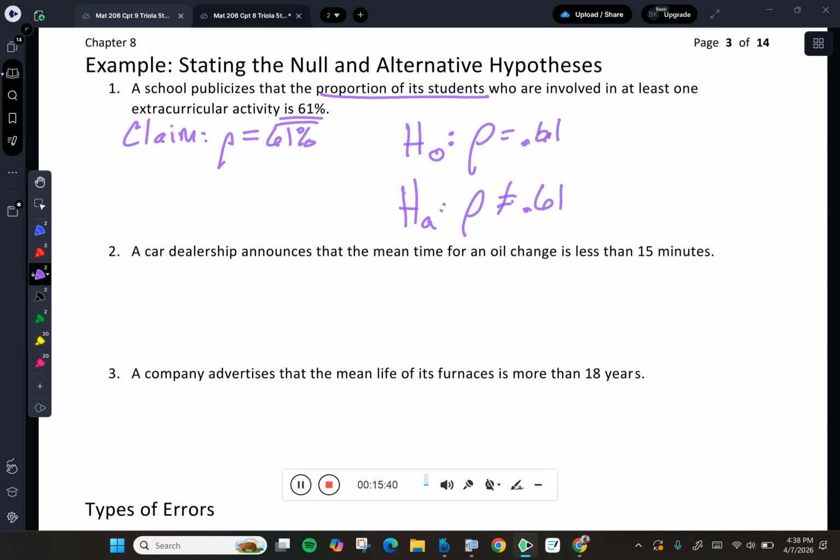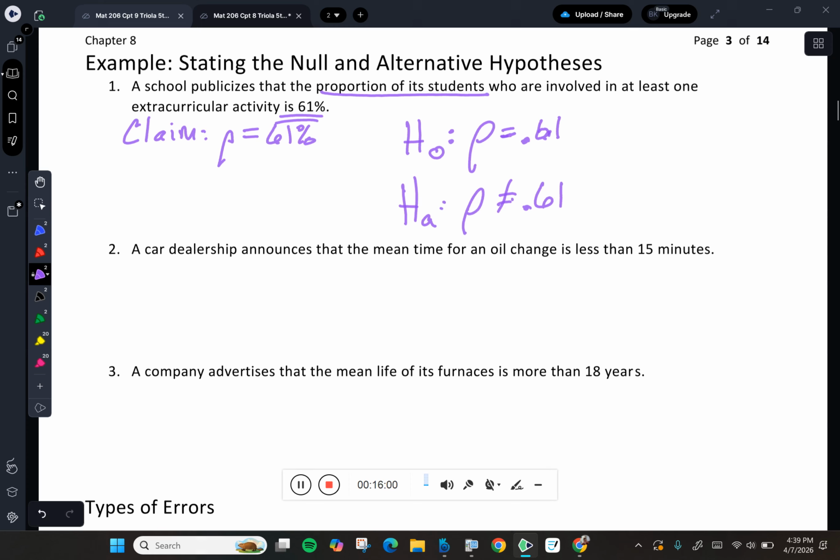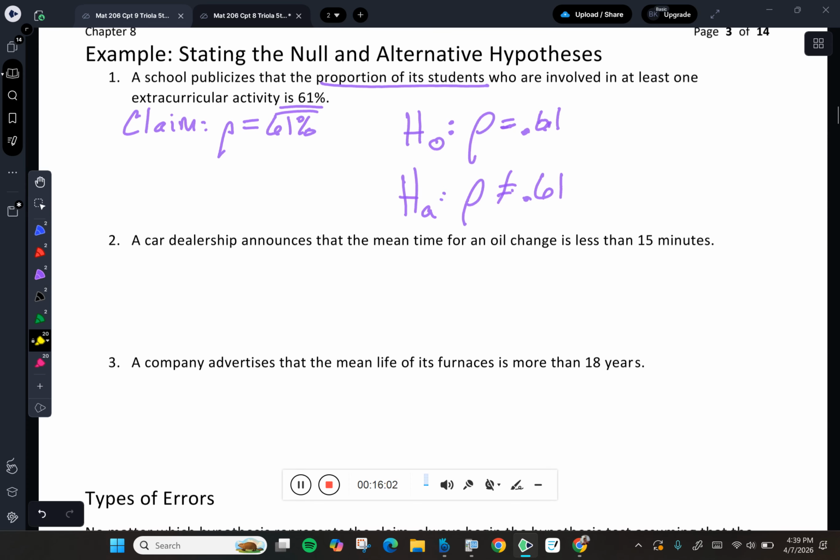I have a claim about equality. It is exactly. I have the alternate that says, no, it's not that. And then we'll go gather data, and we'll see if our data supports the claim or if it provides enough evidence to reject the claim. Okay? So this is a claim about a population proportion, so I'm using rho or p, whichever you want to use.